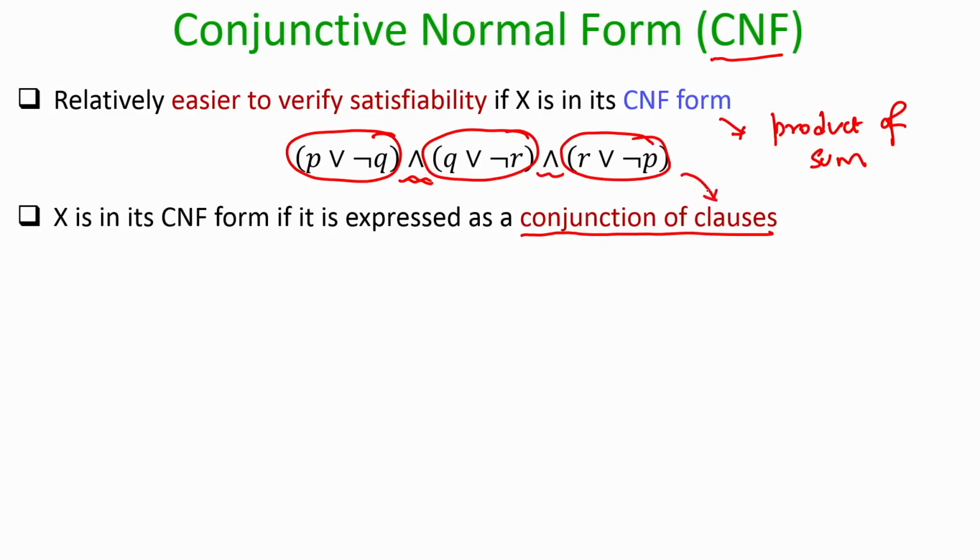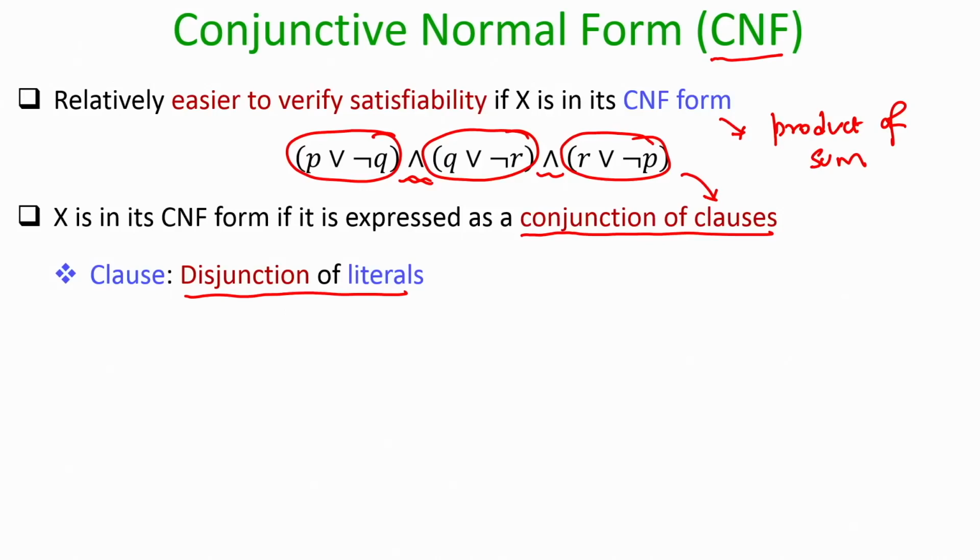Now, the question is, what is a clause? Well, it turns out that a clause is a disjunction of literals, because informally, inside each clause you have disjunctions of various variables. Those variables might be either without the negation operator or with the negation operator. So, that is why we define a clause to be a disjunction of literals.